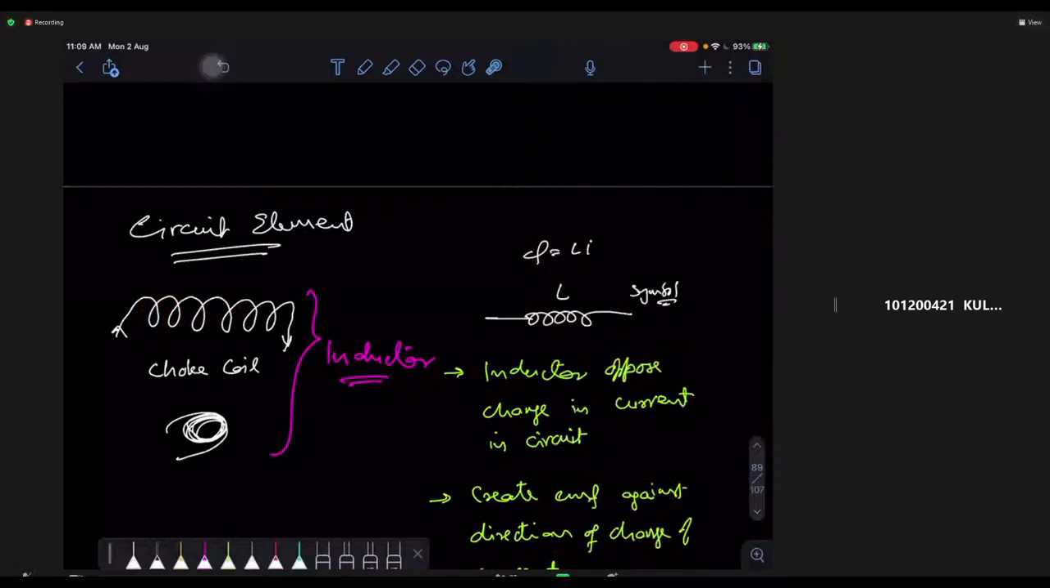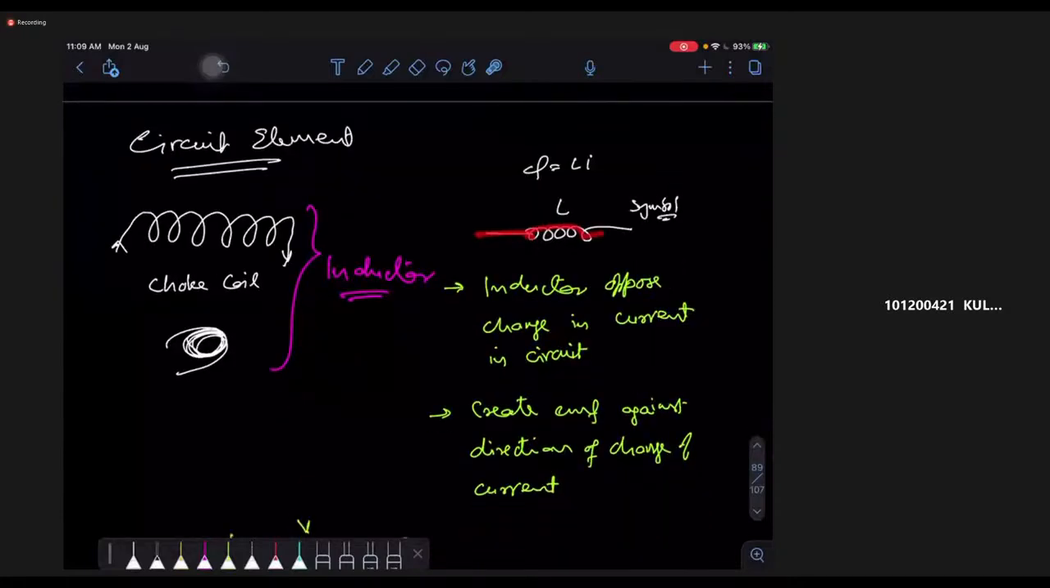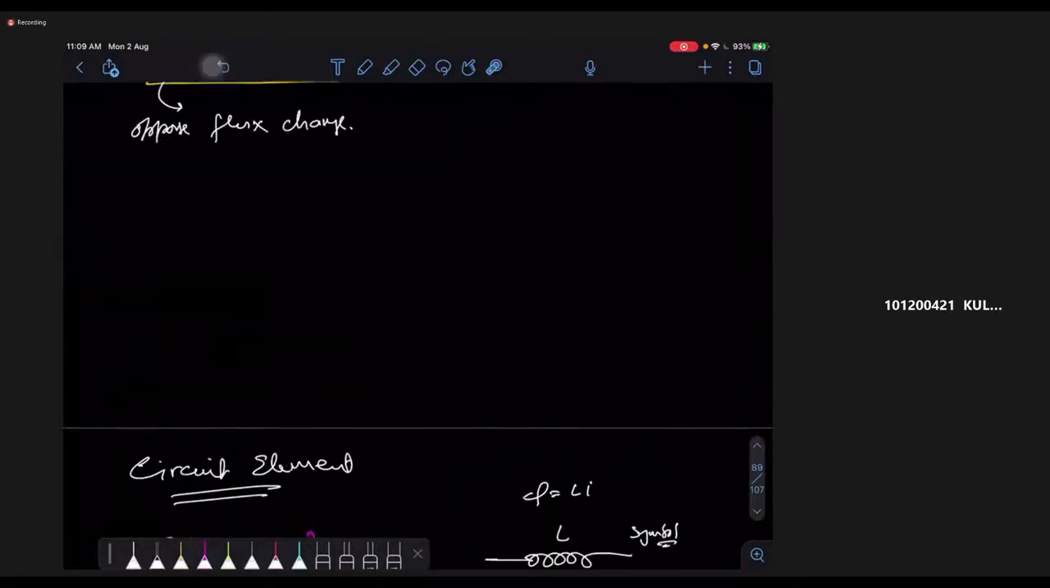Okay, this is the symbol I told you. Its property is that it wants to keep the flux constant, and to keep the flux constant, it wants the current to be constant. So an inductor doesn't easily allow the change of current. It will always oppose the current change. But it does not mean you can't change the current. You can change the current. It will oppose, but you can change it. So this concept is similar to your inertia.